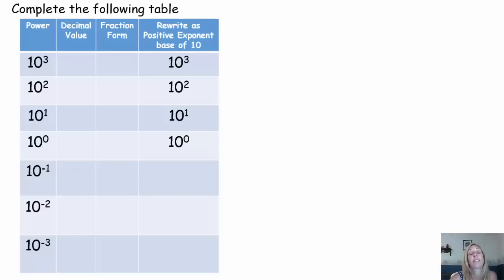Let's go ahead and start with this following table. We're going to go ahead and complete it. In the first step, we're going to write down the decimal value of each exponent. Then we're going to write that in fraction form. Then we're going to rewrite it as a positive exponent with a base of 10.